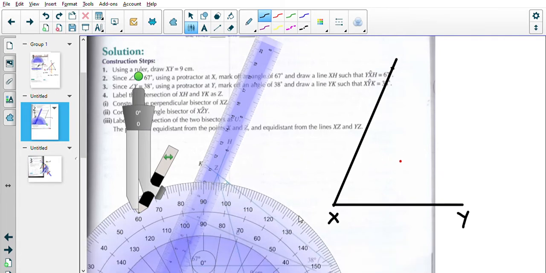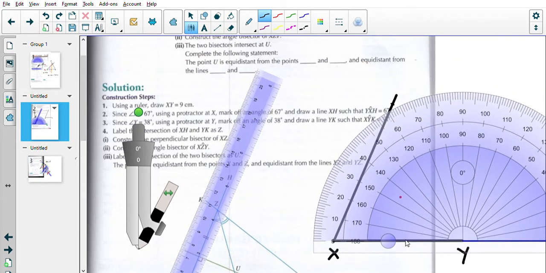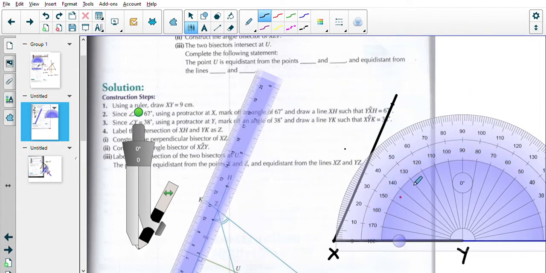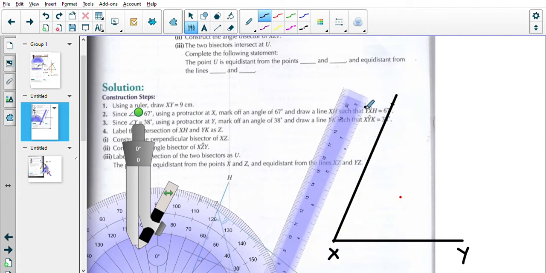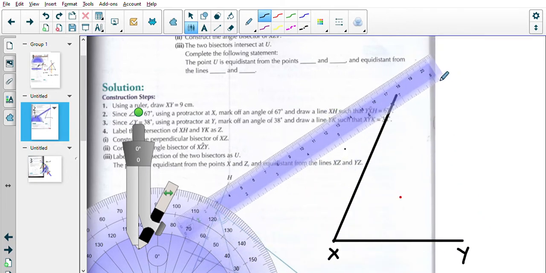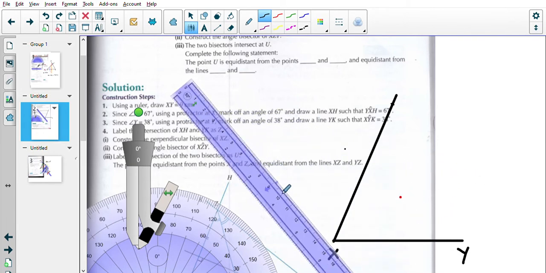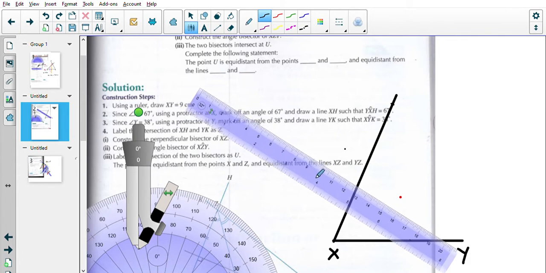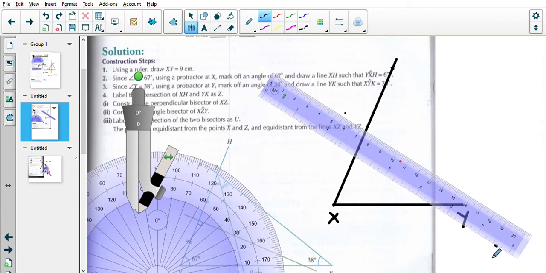Now since Y is 38 degrees, I will use my protractor again here, and then mark off the number 38. So the 38 must be here, on this line. I indicate this dot, and then I will draw the line that goes to that dot. Now I have to rotate this line again, so please wait for this one. I have to adjust this line and make sure that this point is connected with the point Y, like this.